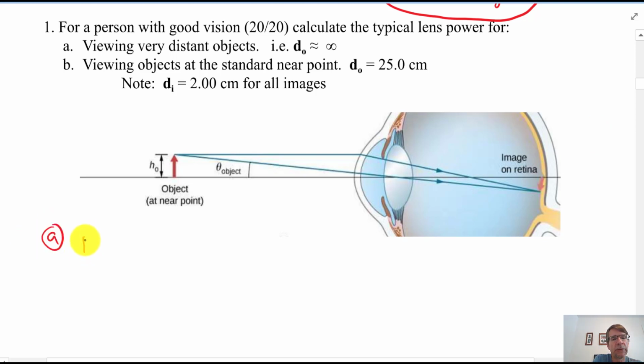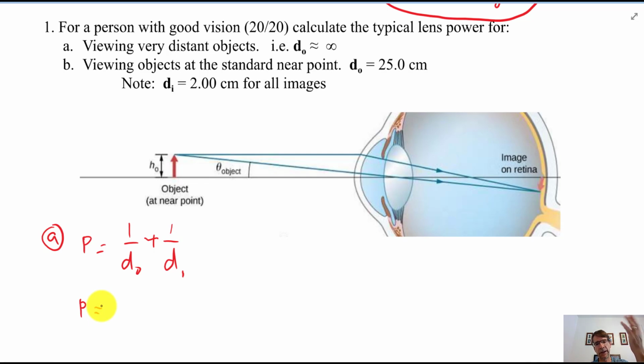The equation is P equals 1 over d sub O plus 1 over d sub I. So the power here, if you're looking at something very far away and you're a typical healthy eye with no corrective lenses, so you're looking at something that's infinitely far away, what is the power of your eye? Because you can focus clearly.